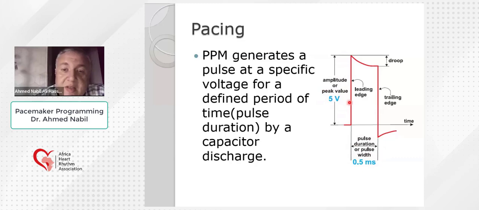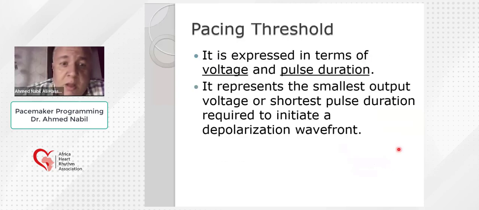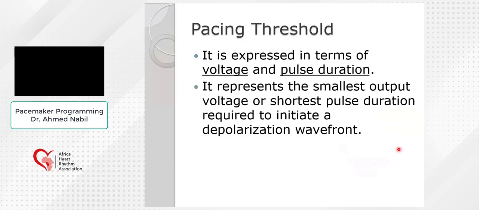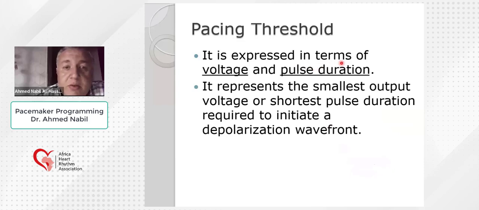So I always say that the pacing value is, for example, 5 volts at 2.5 milliseconds. So I can't say that I am giving a pacing of 5 volts and I stop. No, I should specify that this voltage is in a pulse duration or a pulse width of, for example, 0.5 milliseconds. The pacing threshold, as we said, is expressed in terms of voltage and pulse duration.